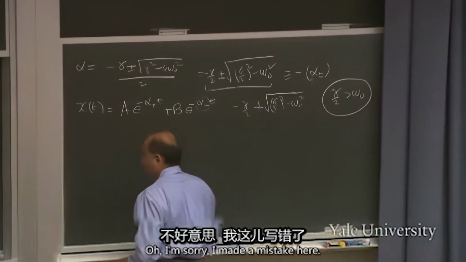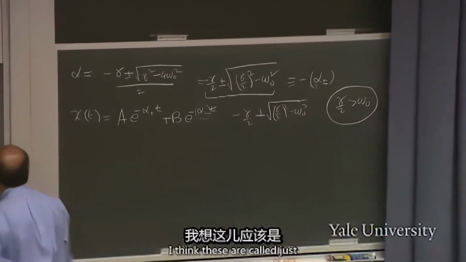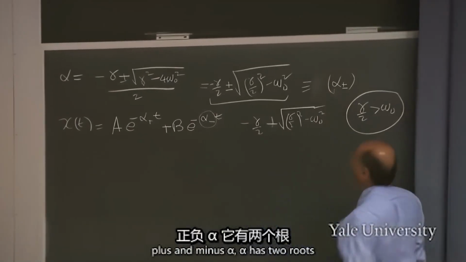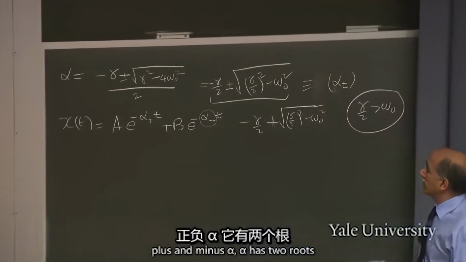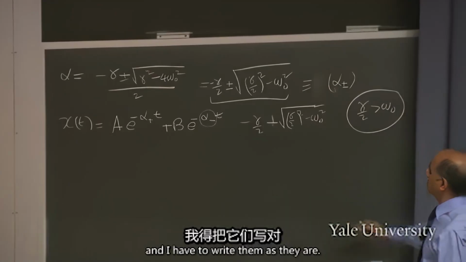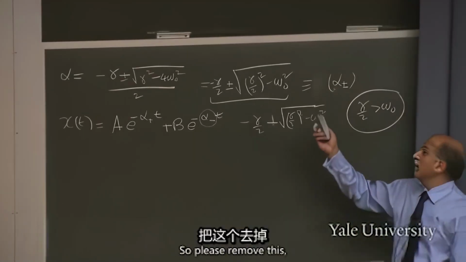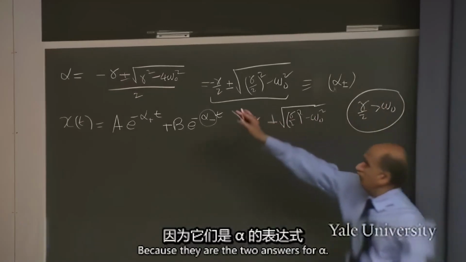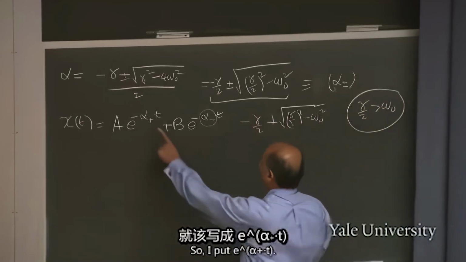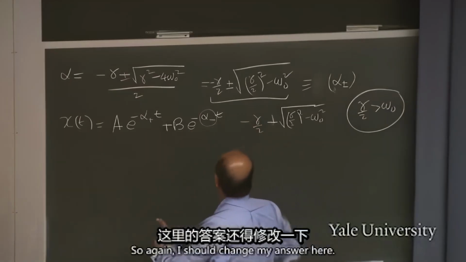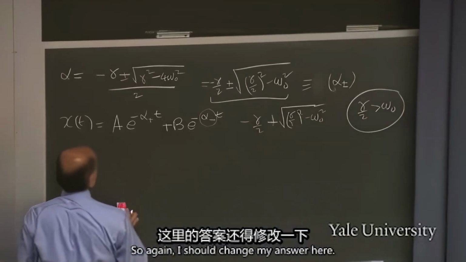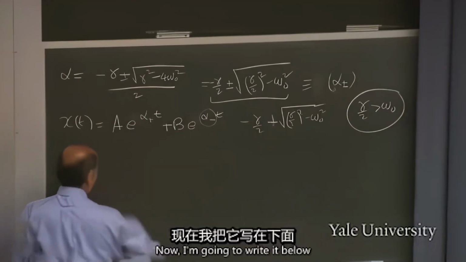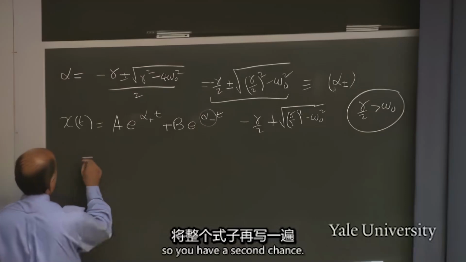Oh, I'm sorry, I made a mistake here. I think these are called just plus and minus alpha. Alpha has two roots, and I have to write them as they are. Okay, I'm sorry. So please remove this unwanted sign there, because they are the two answers for alpha. So I put e to the alpha plus t. So again, I should change my answer here. I'm really sorry about this one. I should write it below so you have a second chance. So here is what it looks like.